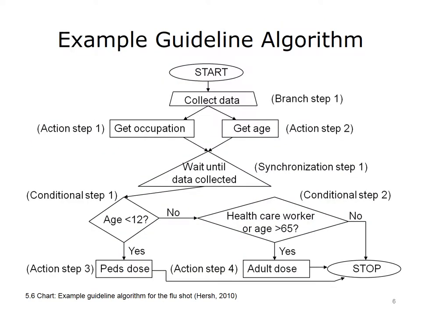This slide shows a very simple practice guideline that might be used, for example, to decide whether someone should get a flu shot. The recommendations on who should get a flu shot vary, but in this guideline, we see who they're recommended for. Our first action step in the guideline is to collect some data. We branch because we need to get two pieces of data, the occupation of the individual and his or her age. We wait until we get both pieces of data, which is synchronization step one.